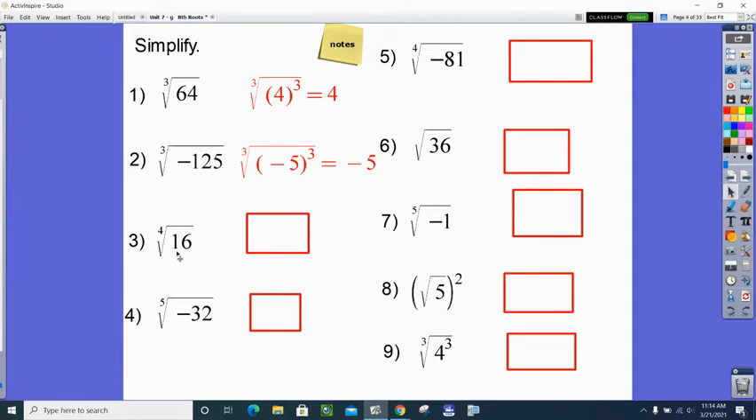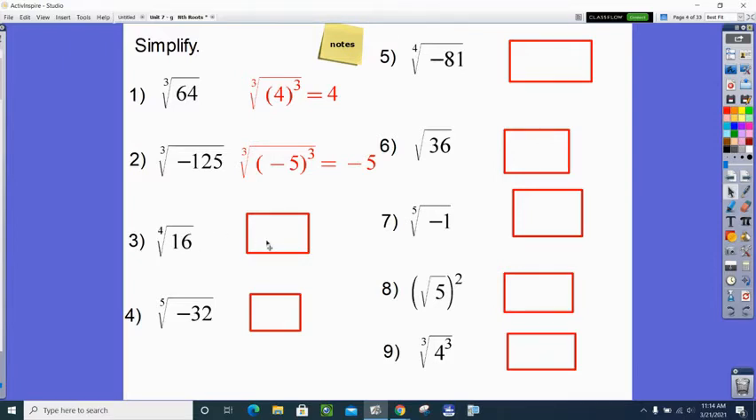How about you try number 3? What is the fourth root? What number raised to the fourth power gives me a positive 16? So it's not 4. The square root of 16 is 4. But what number, quadruplets, there we go, would give me 16?